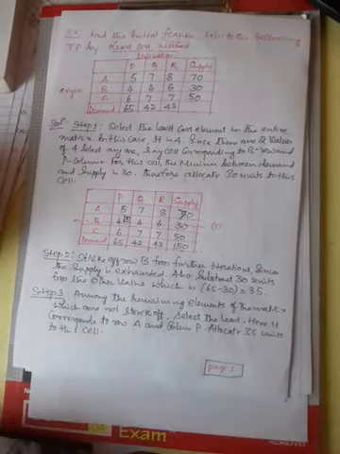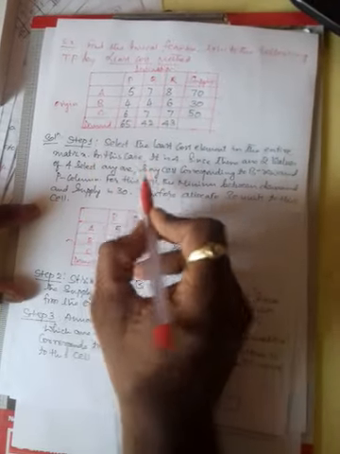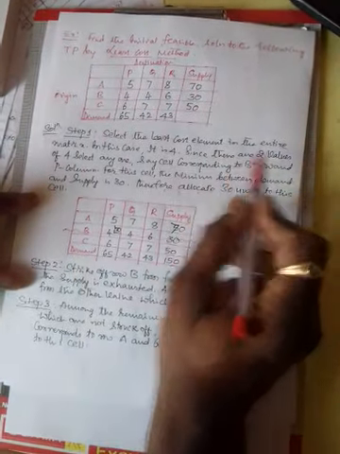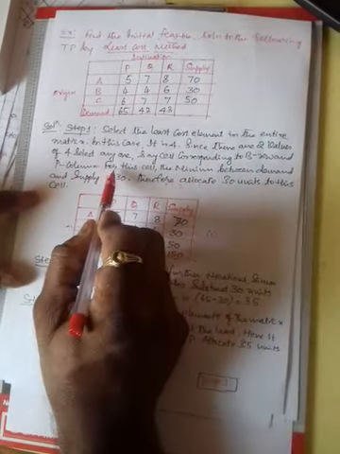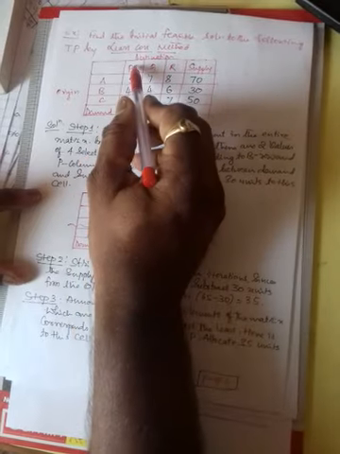The first step is what? Select the least element in the entire matrix. In this case, it is 4. Since there are two values of 4, select one. You just observe in the table, there are 4 values. We shall choose arbitrarily, say the cell corresponding to B row and P column.